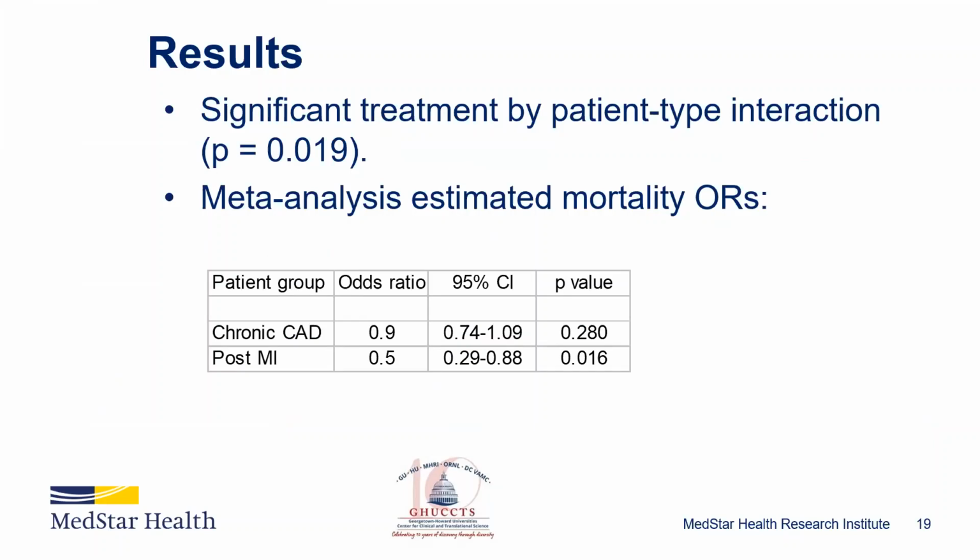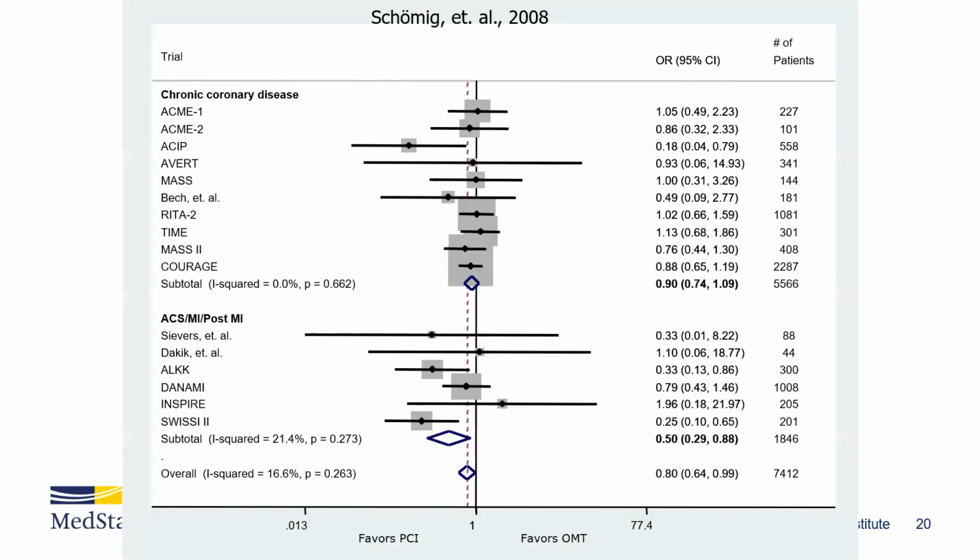However, for the post-MI patients, the odds ratio was 0.5, and the confidence interval did not include 1. So that would argue for a benefit of PCI for those patients. And so we redid the forest plot and divided the studies into the CAD patients and the post-MI patients.